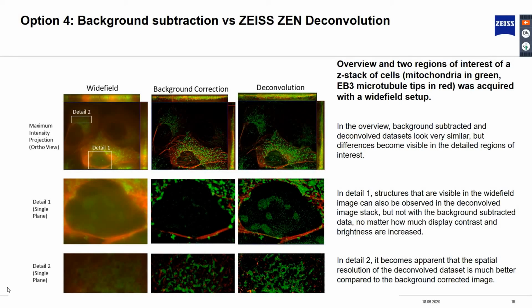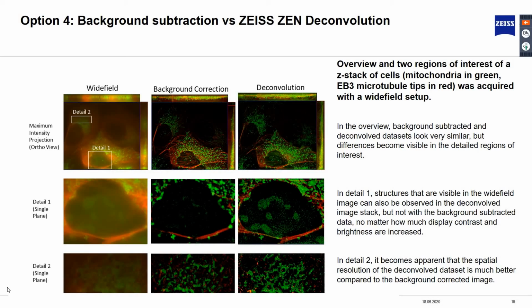However, the differences become obvious in the detail region of interest. When we look at the detail in region 1, structures that are visible in the Widefield image can also be observed in the deconvolved image stack. But these structures are completely removed in the background subtracted dataset, no matter how much display contrast and brightness are increased. This shows that deblurring methods such as background subtraction and other similar techniques will erode weak signals and completely remove the signals during background correction, resulting in the loss of information.